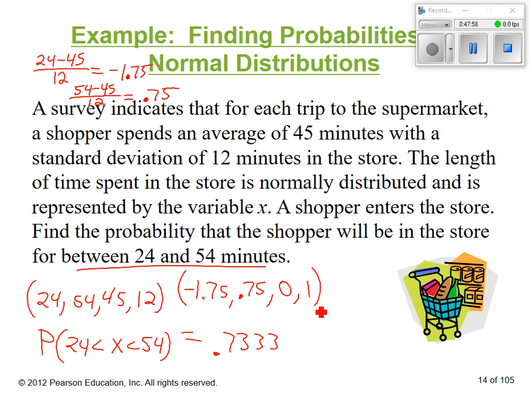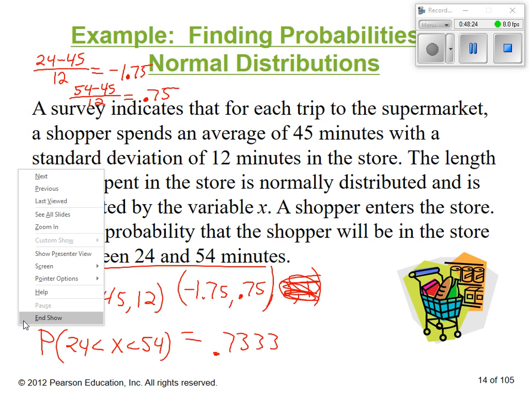So we could punch all that in. It should give you that exact same number. On your calculators, they've got it set up so you can just punch that right in, and it should give you that same number. This is a standard normal curve using z-scores. This is just a normal curve using raw scores. Let's see if we got that right. 0.7333.